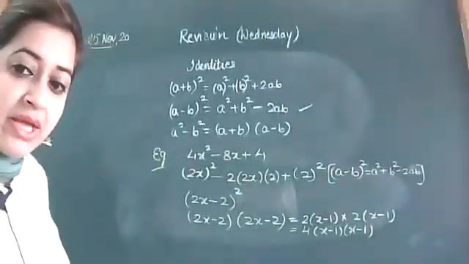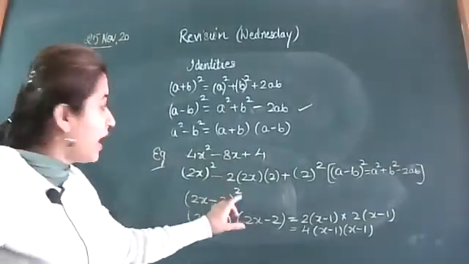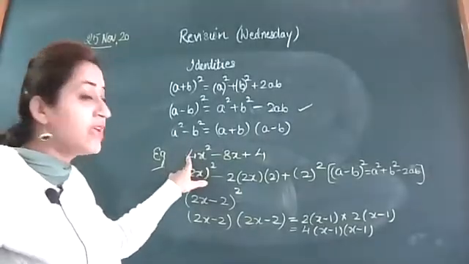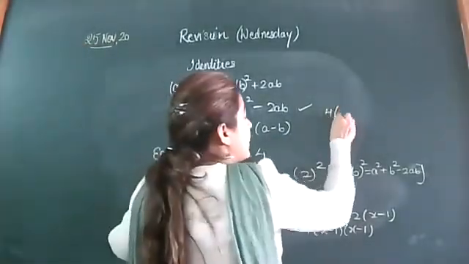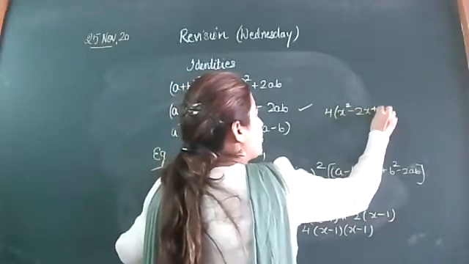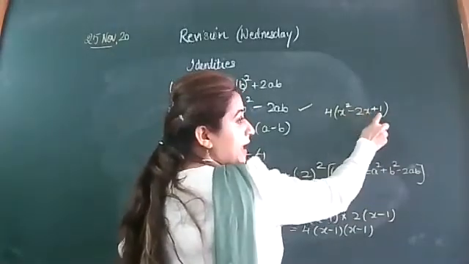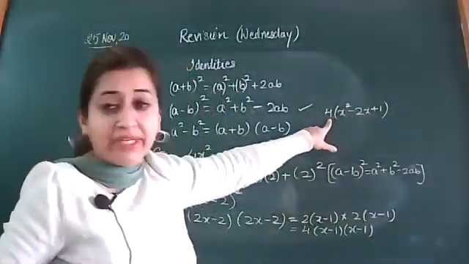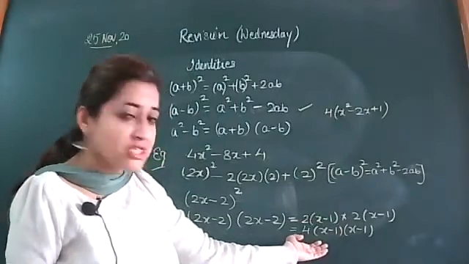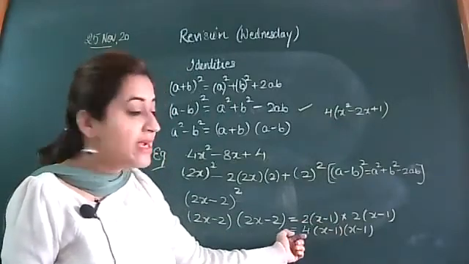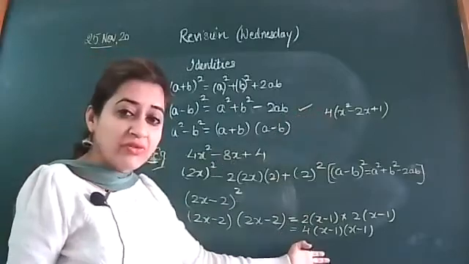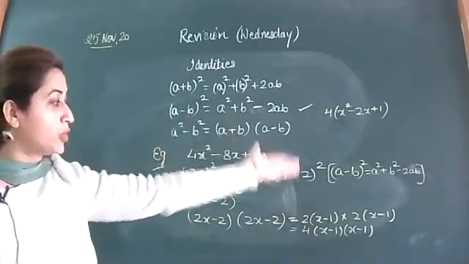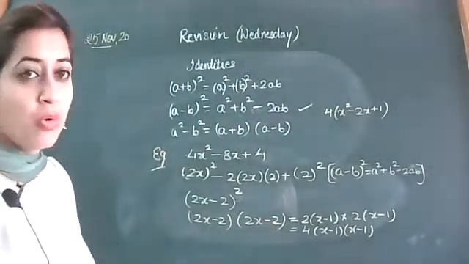Is it okay, beta? Beta, listen. In the beginning, I told you that you can take 4 common from the first step also. After taking 4 common, we are left with x square minus 2x plus 1. And in this case also, you can apply the identity in the bracket, and you will get the same answer, because we have already taken 4 common. And in this answer, you can see that we also have 4 common at the end. So both ways are the same. It's your choice whether you want to take 4 common in the beginning or at the end. So both are ways.